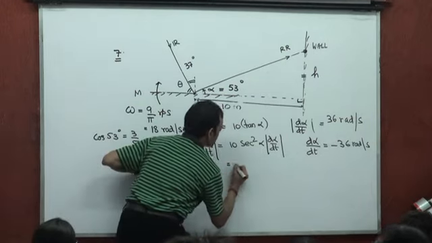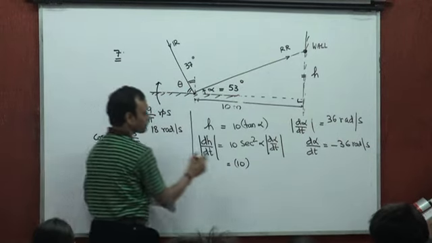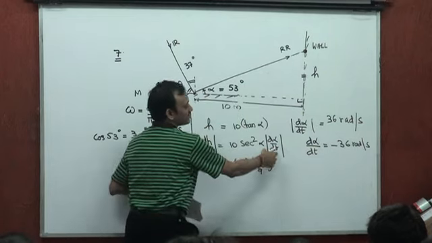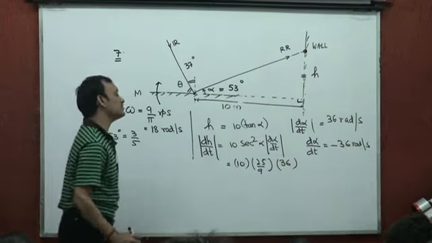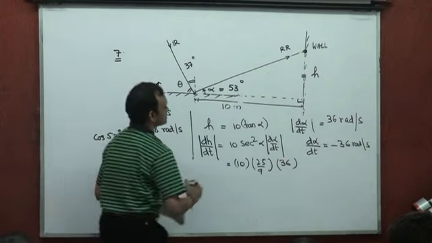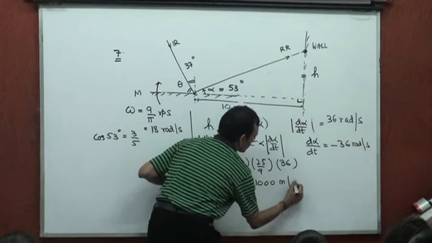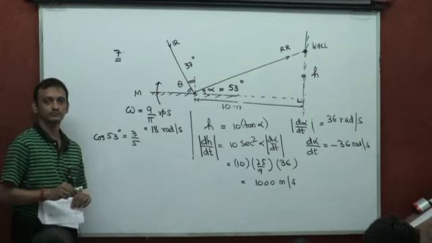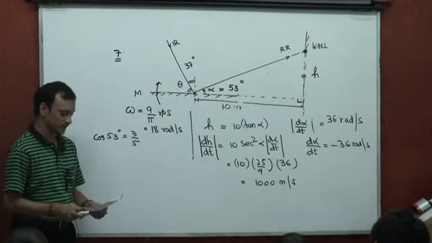So then this becomes 10 into sec square, 25 by 9, into the magnitude of d alpha dt, which is 36 radians per second. So this is 1000 meters per second. Right? 1000 meters per second.